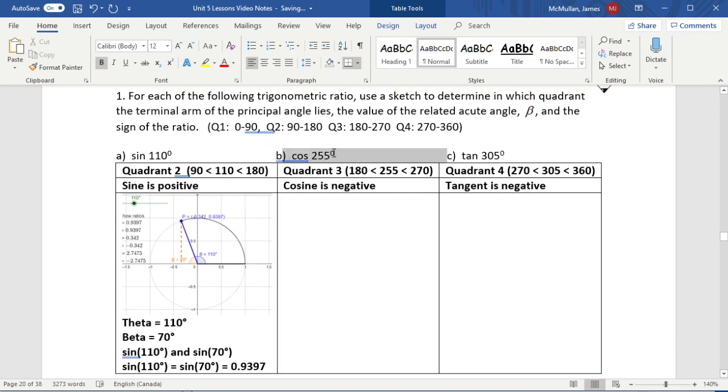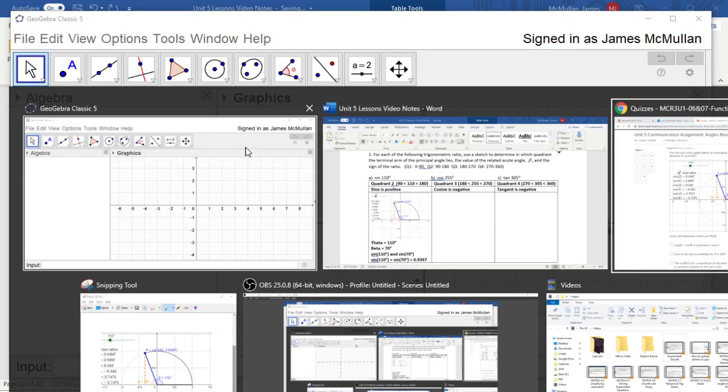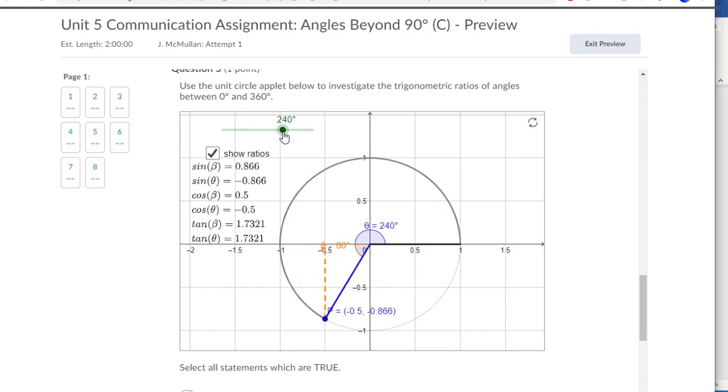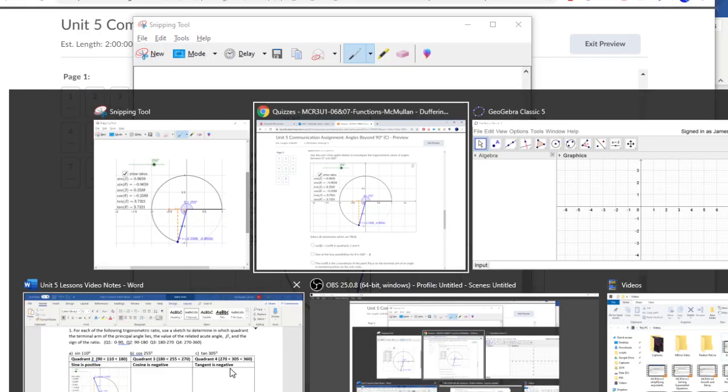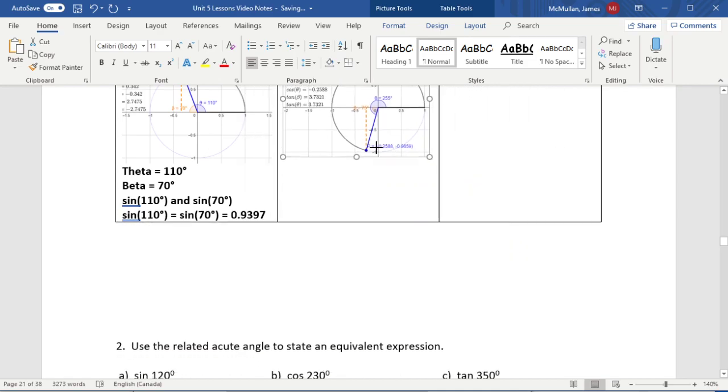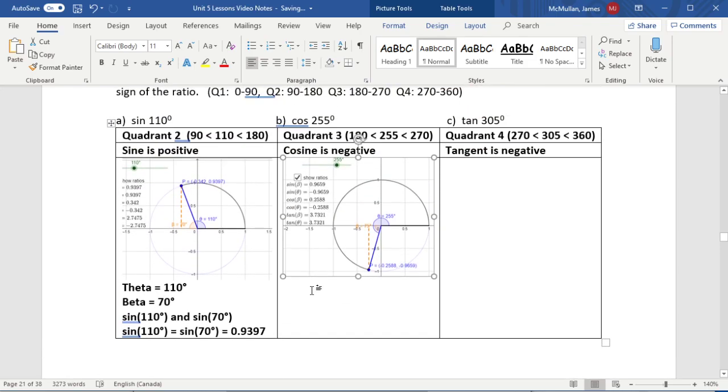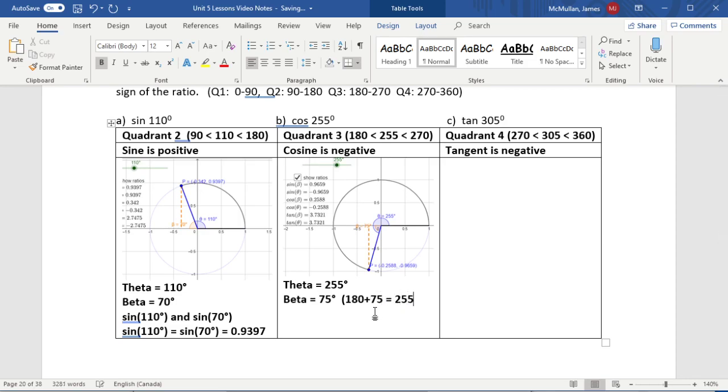So it says cos of 255. I already know it's a negative because of where it is, but let's draw 255 and you can see. Okay, so here is 255. Okay, very good. So let's draw. Copy. Paste. Okay, what do we see in this picture? Again, theta, which is the principal angle, is 255. Beta, therefore, is how do you get to the nearest x-axis? Well, the x-axis was back at 180. So how did I get from 180 to 255? I added 75 degrees, right? And where is this coming from? It's because 180 plus 75 equals 255, right?